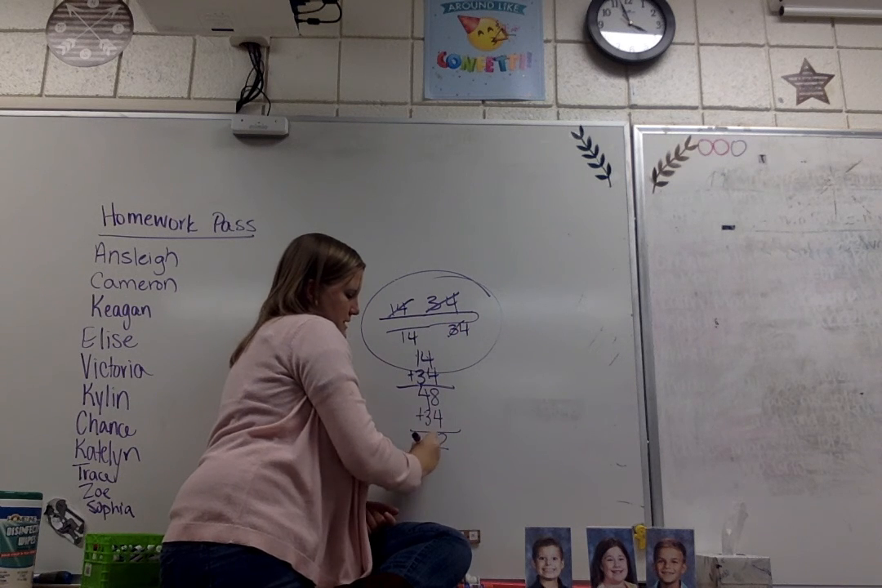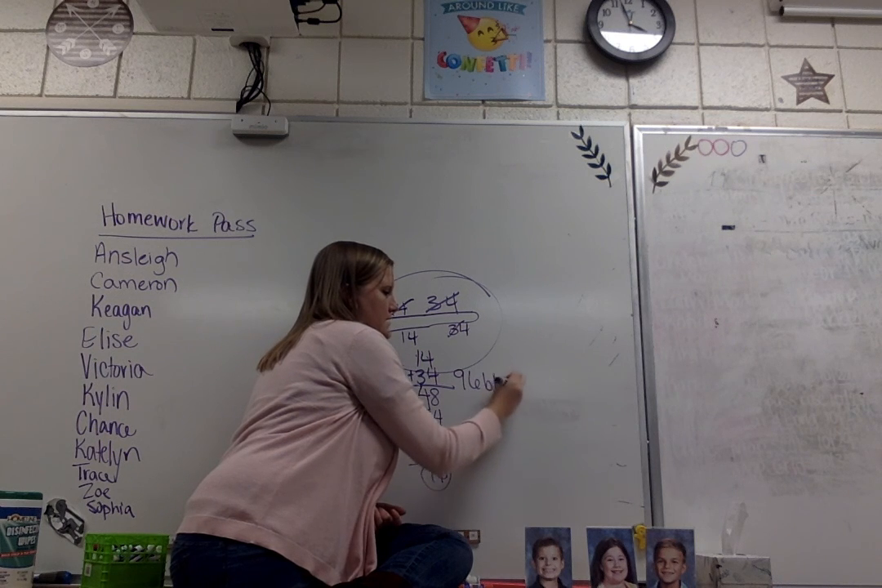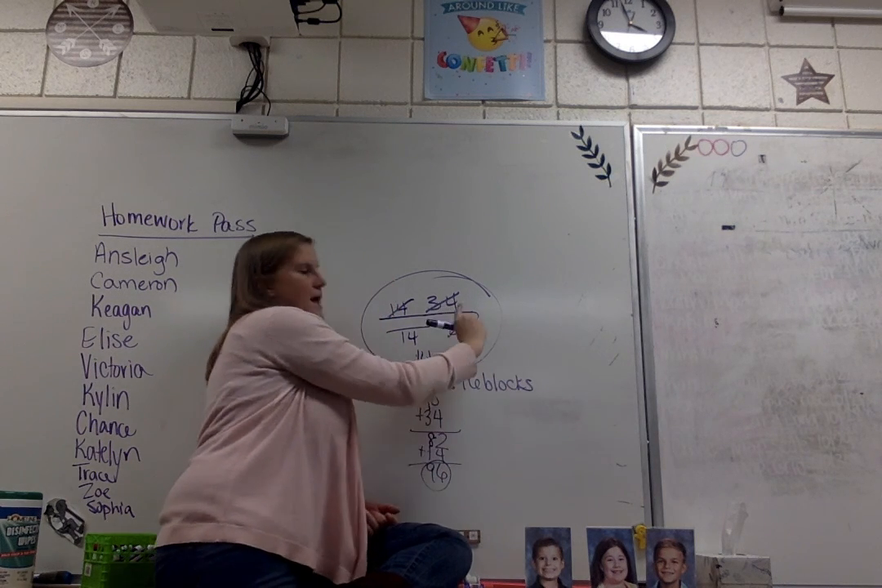And then plus 14. 2 plus 4 equals 6. 8 plus 1 equals 9. So he would go 96 blocks because we had to go one way and then we had to go back.